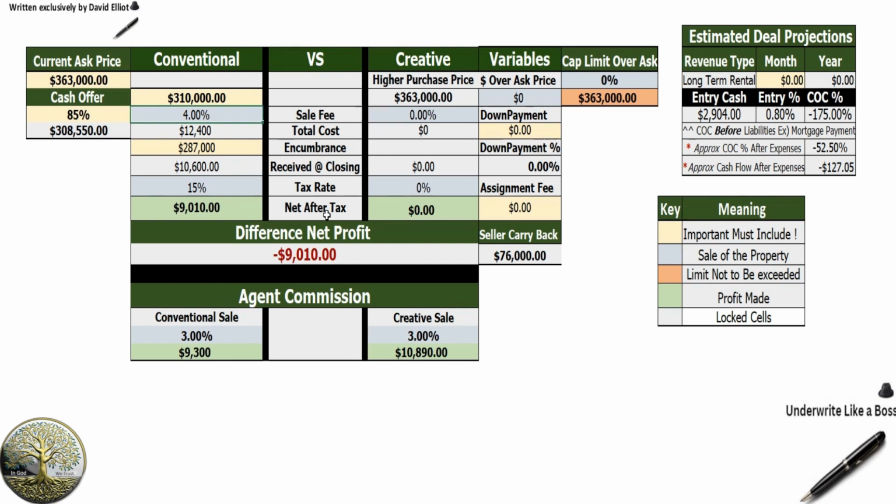Okay, now they're making 10 grand. So something as simple as this will literally give you an idea of how much money the seller is going to net at closing. They're going to net $10,600 at closing from your 310 cash offer, which could be real or it could be a bluff, depending on what your strategy is, right?